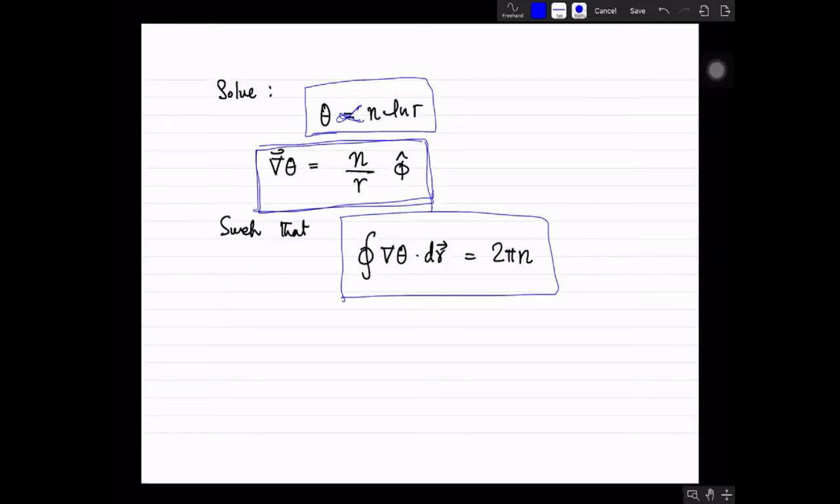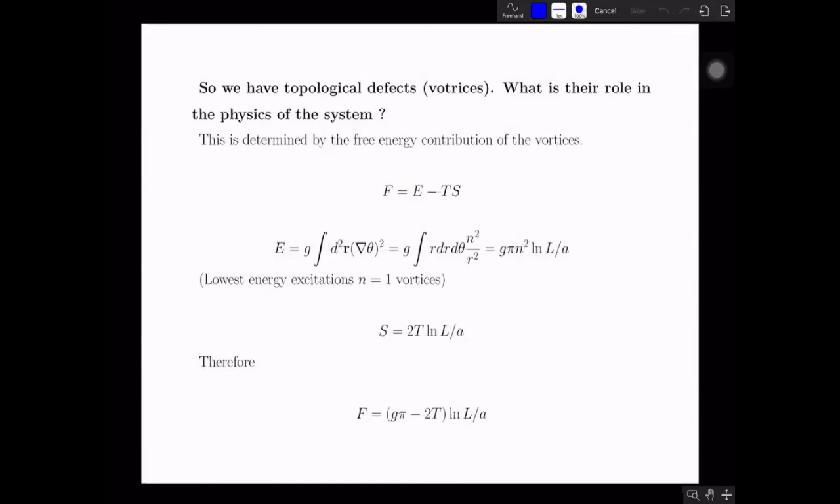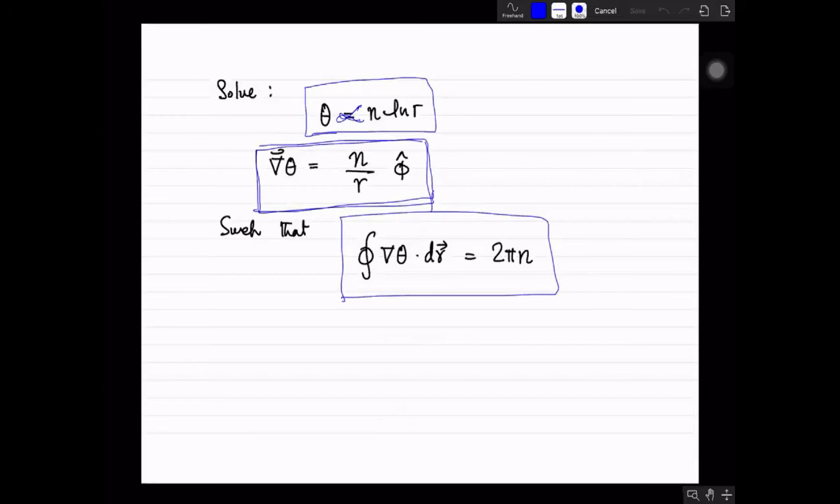Given a configuration, one can calculate the winding number using this, and to ask for all the possible configurations, one would try to solve the Euler-Lagrange equation as we discussed. Good. So now we know how to calculate the vortex. This is the vortex strength. And the zero strength vortex is just long wavelength fluctuations, and we can try to understand them too.